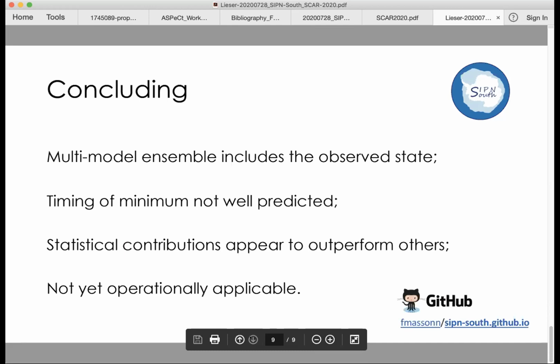We're currently preparing another paper where we want to delve with the contributors into the details of their models and their model performance. And the last, and from my point of view, being an ICE service member these days, most important conclusion is that it's not yet operationally applicable. If you want to, feel free to have a go at the data set itself. It's all available on GitHub. The address is in the lower right corner there.